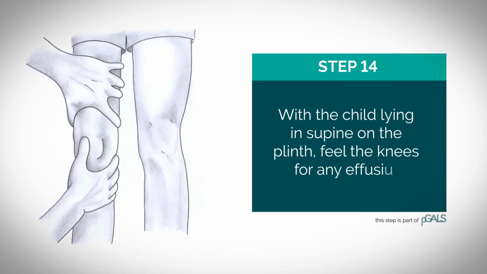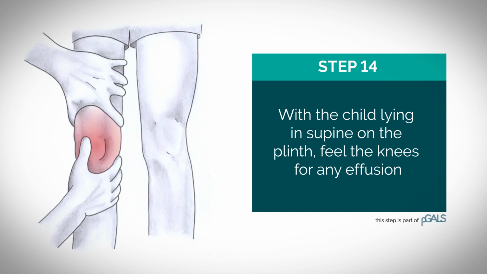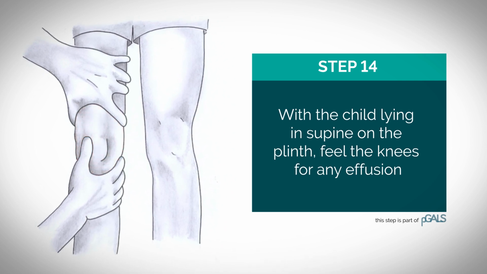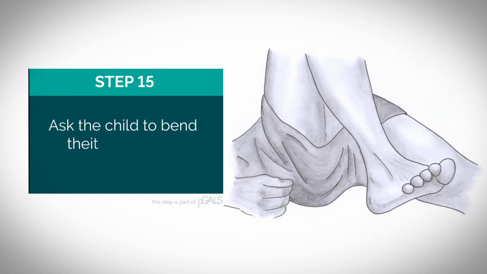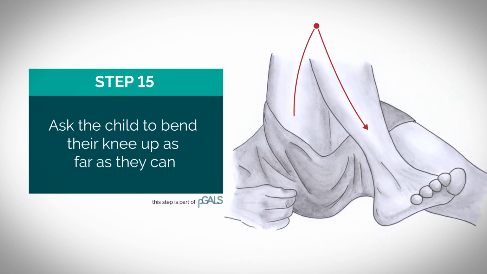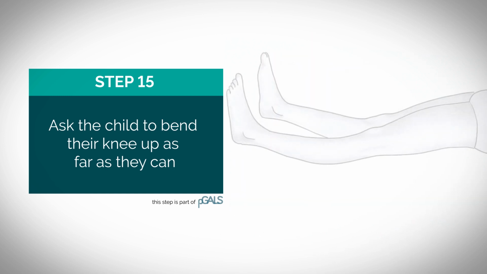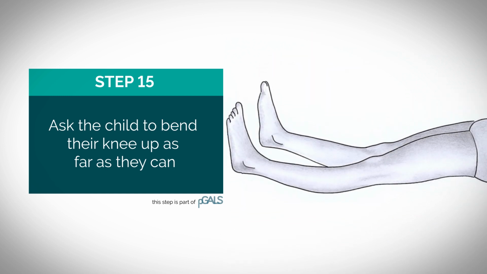The child will need to be lying supine on the bed or plinth. Feel for any effusion in the knees, look for any swelling, and feel for heat. Ask the child to bend and straighten their knees one at a time. Check their active range of movement and look for any passive hyperextension.